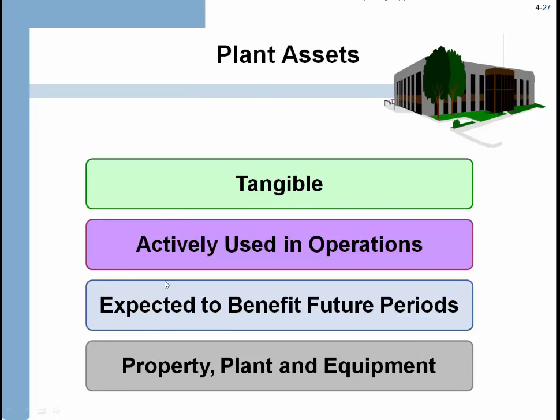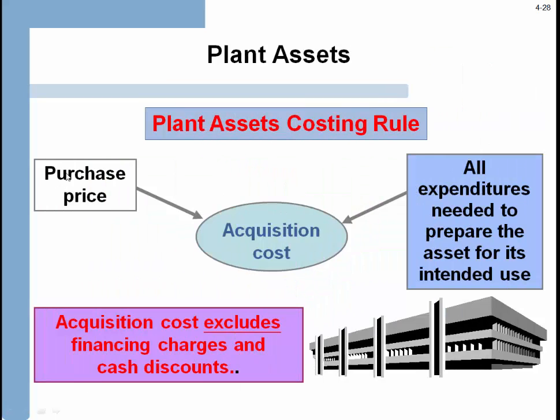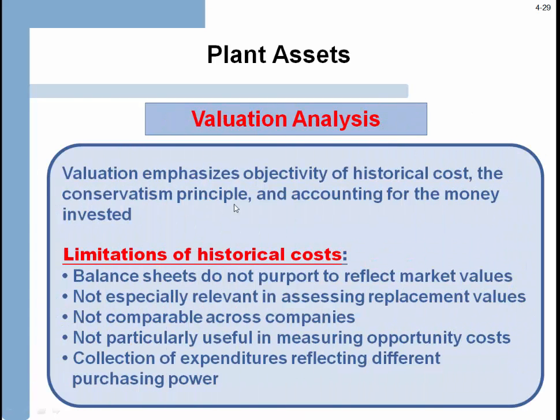Plant assets. What are the big things? They're tangible, actively used in operations, provide a future benefit, and sometimes they're called property, plant, and equipment. So what do you have? You have a purchase price, and then all the other expenditures to get that asset ready. So that might be freight, that might be putting it on the floor and attaching it. It might be all sorts of different things, but you notice it does not include financing charges and cash discounts. Those really are a function of financing, not what it costs you to put them into service.